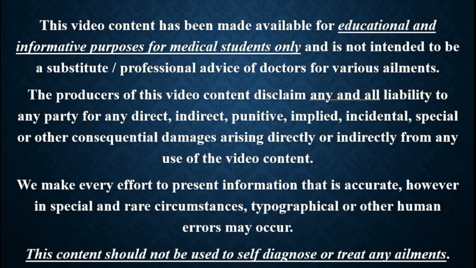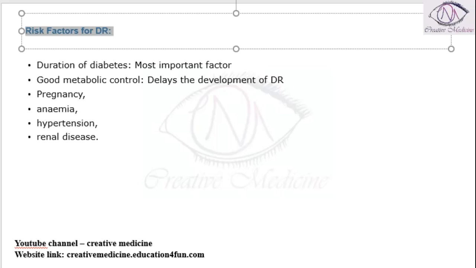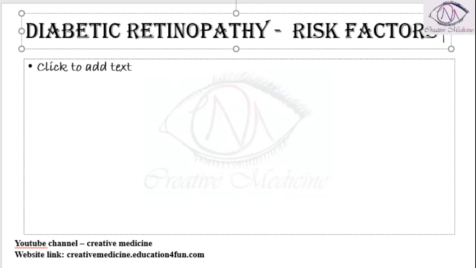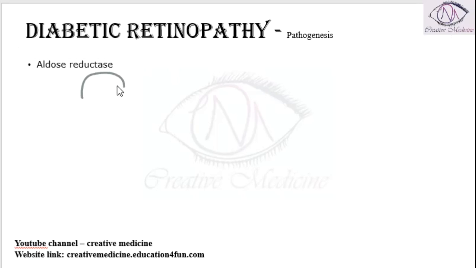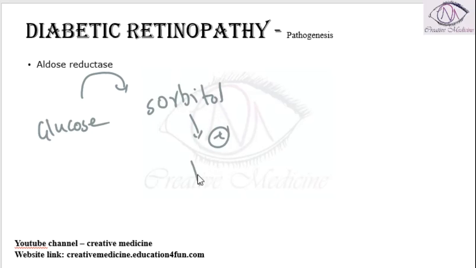In this lecture, we will learn about the pathogenesis of diabetic retinopathy. In the pathogenesis of diabetic retinopathy, there is aldose reductase. This aldose reductase will convert the glucose to sorbitol. Okay, what does this sorbitol do? This sorbitol will activate the protein kinase C.